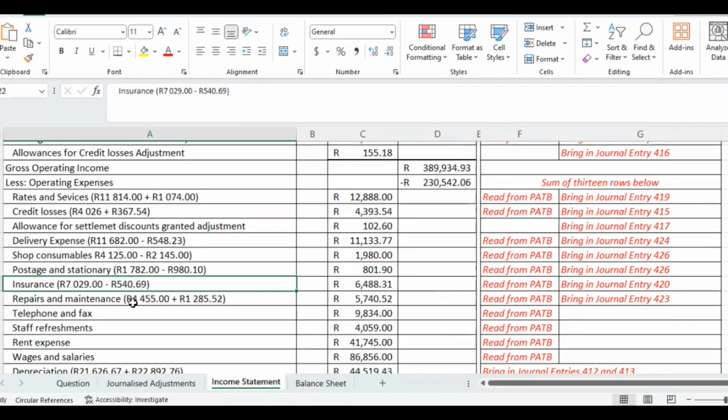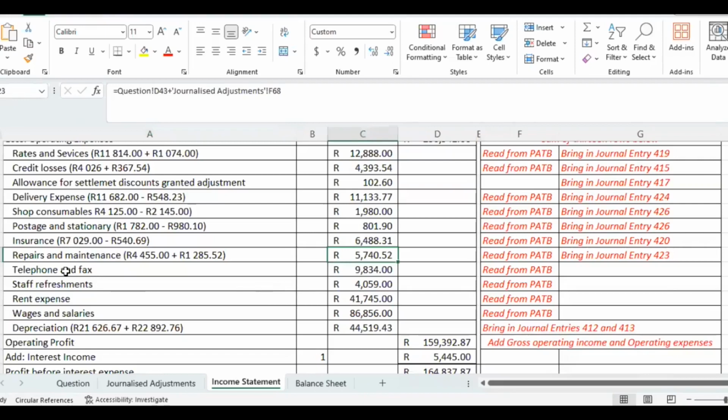Then we have repairs and maintenance. The 4455 was read from the pre-adjusted trial balance. And then you will remember at the very end, last day of the month, we received this invoice for repairs and maintenance, and we had to bring that into the journal entry. It was journal entry 4223, and that is why we now add them to get to that amount. The other things, the telephone and fax, the staff refreshments, the rent expense, the wages and salaries, all of those is simply read from the pre-adjusted trial balance.